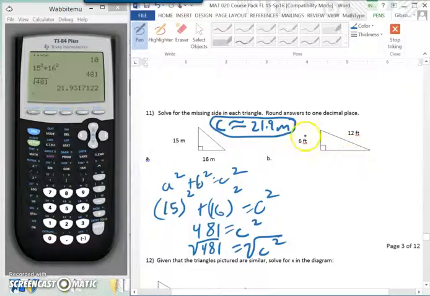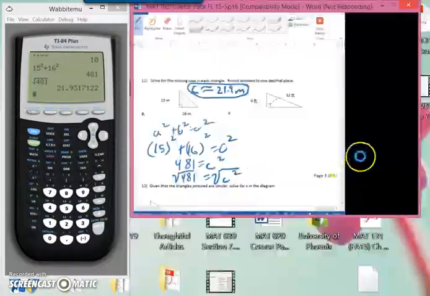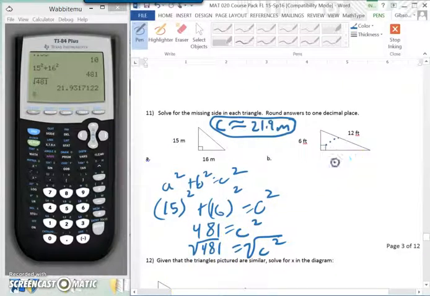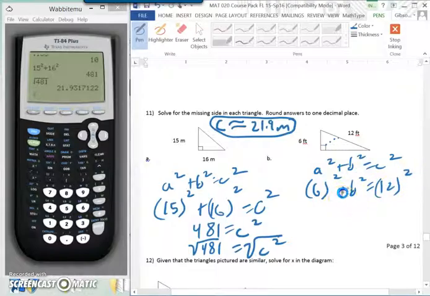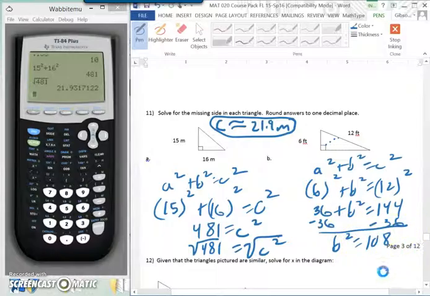Now we come here to B. If you notice, we have the hypotenuse and we have A, but we don't have B. So we would take A squared plus B squared is equal to C squared. So we have 6 squared plus B squared is equal to 12 squared. Now 6 squared we know is 36, plus B squared, and 12 squared is 144. We'll subtract 36 on both sides, and we will have B squared is equal to 108.